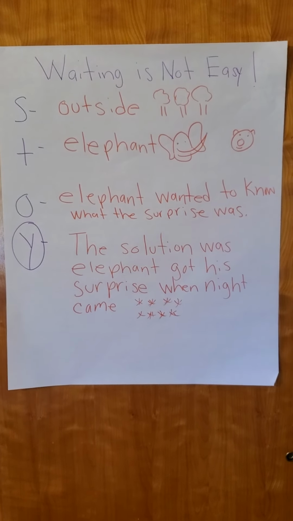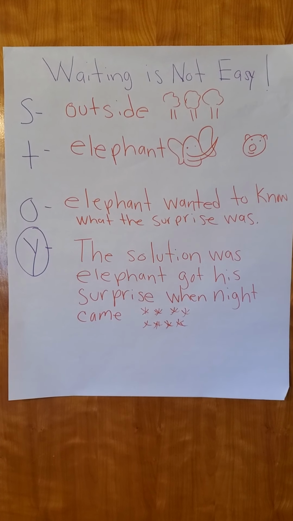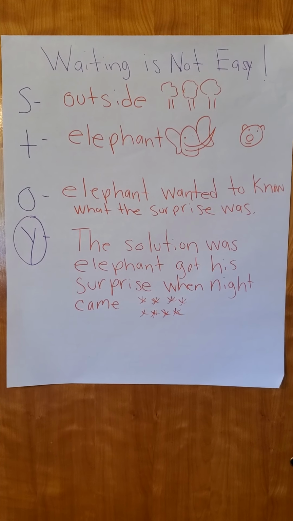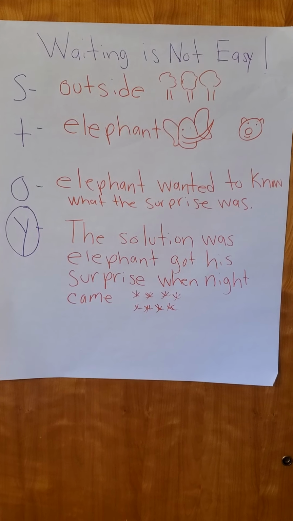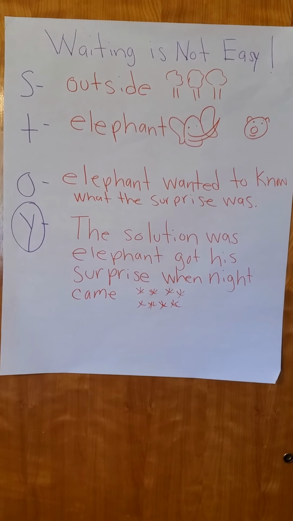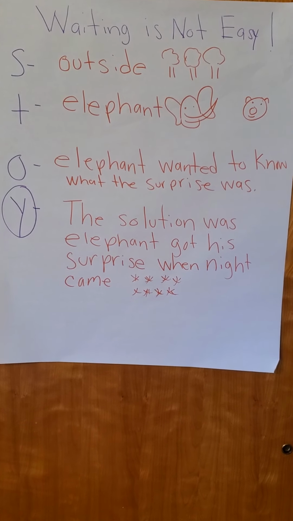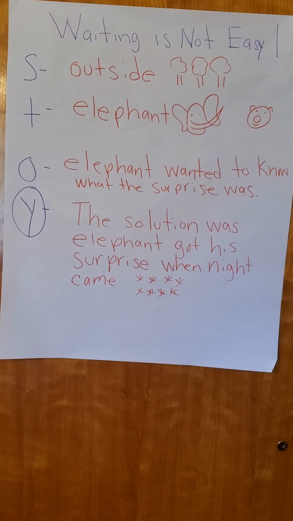So again, let's go over it briefly. Waiting Is Not Easy is the title of our story. The setting was outside. The talking characters were Elephant and Pig. The oops was Elephant wanted to know what his surprise was right away. The Y was the solution in the story. Yes, we fixed it. The solution was Elephant got a surprise when night came. He was able to see the stars.